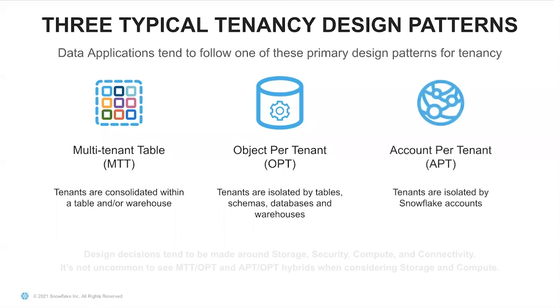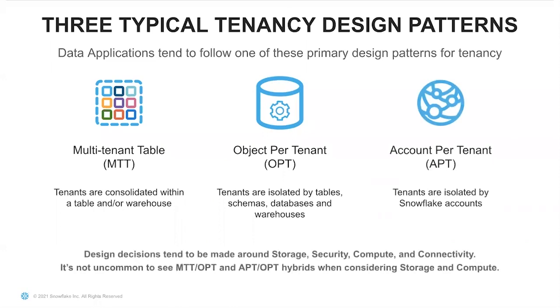And the last pattern I call account per tenant, or APT. This is where we take an object per tenant model, but put each tenant into their own Snowflake account to add another layer of isolation between the tenants. That layer of isolation is a Snowflake account. So these are the three different patterns that we're going to talk about today.